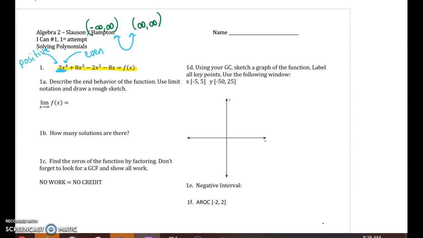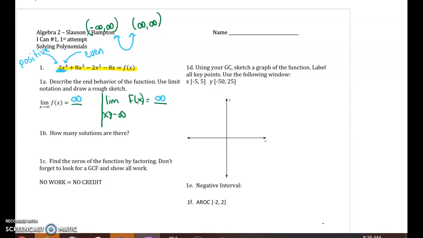All right, describing the end behavior. The first one's already been set up for us. They're doing the positive infinity, so we're going to have to do the negative infinity one on the other side. And remember, you are done when you fill in the blank. So for both of these, we will have infinity, infinity.